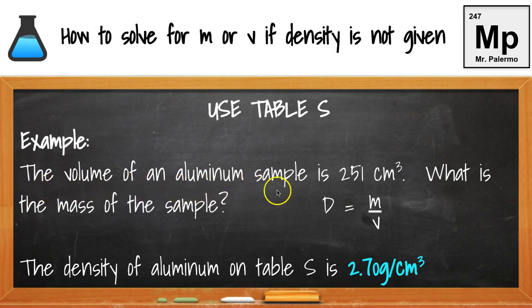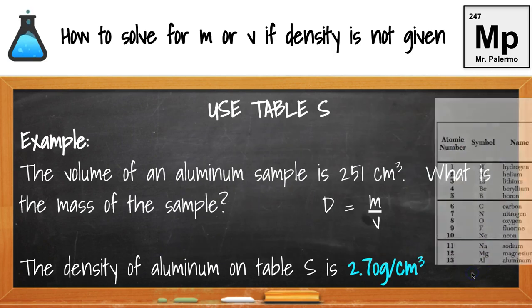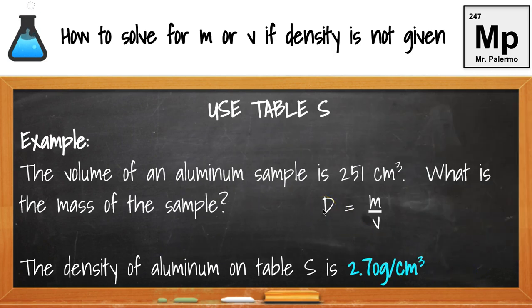The volume of an aluminum sample is 251 centimeters cubed. What is the mass of the sample? So we're solving for mass. We have volume, but we need density. So we look up on table S, and we'll find that the density of aluminum is 2.70 grams per centimeter cubed, which you can see here. So here's table S. We find aluminum, and we go to the density column, so 2.70 grams per centimeter cubed. So now we have our density. We have our volume, which is this 251, so now we can solve for mass.